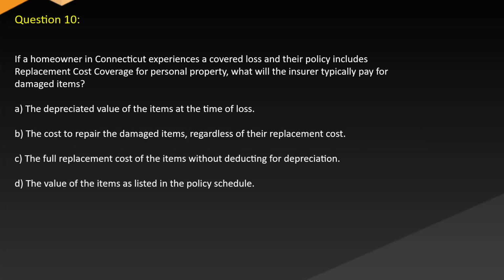Question 10. If a homeowner in Connecticut experiences a covered loss and their policy includes replacement cost coverage for personal property, what will the insurer typically pay for damaged items? A. The depreciated value of the items at the time of loss. B. The cost to repair the damaged items, regardless of their replacement cost. C. The full replacement cost of the items without deducting for depreciation. D. The value of the items as listed in the policy schedule.